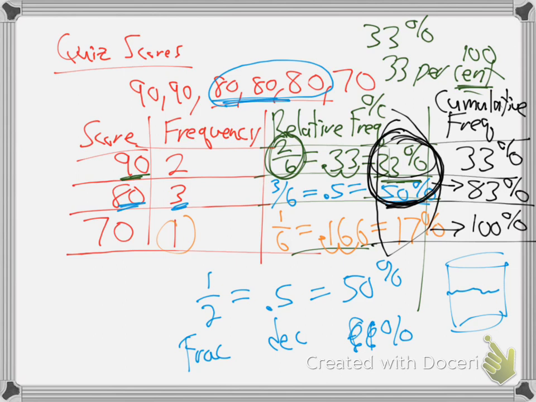Because remember, it's the cumulative. It's this category plus that category. It's the 80s plus the 90s, isn't it? So in other words, we would say 83% of the class got 80% on the exam or better. And 100% of the class got 70 or better. Make sense? The "or better" is the cumulative part of it. Is that all good? So see what cumulative does? We're ready to tackle the questions then. So that's how you would make one.